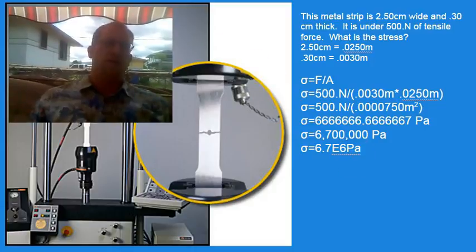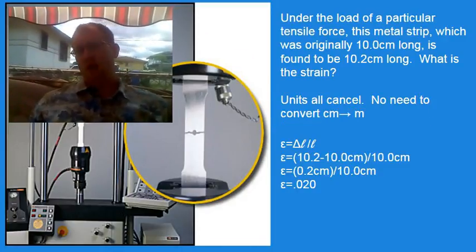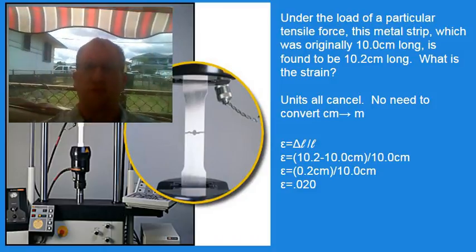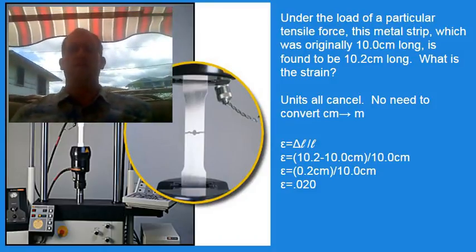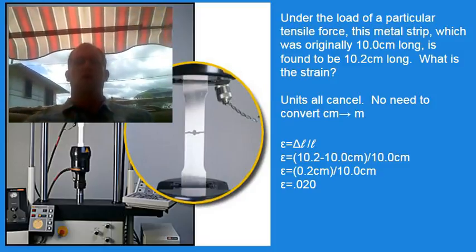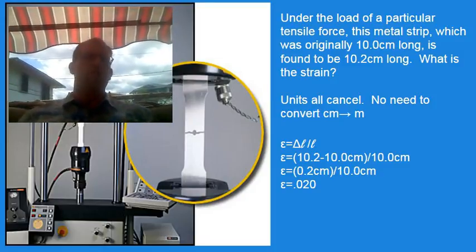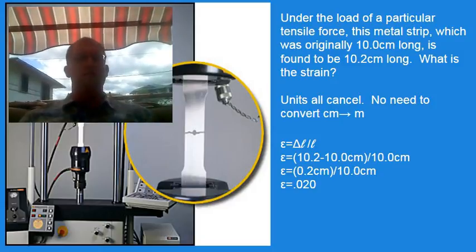Now, calculation of strain under that same load. The metal strip, which was originally 10 centimeters long, is found to be 10.2 centimeters long. What was the strain? So all the units cancel. You don't have to worry about converting between centimeters and meters.